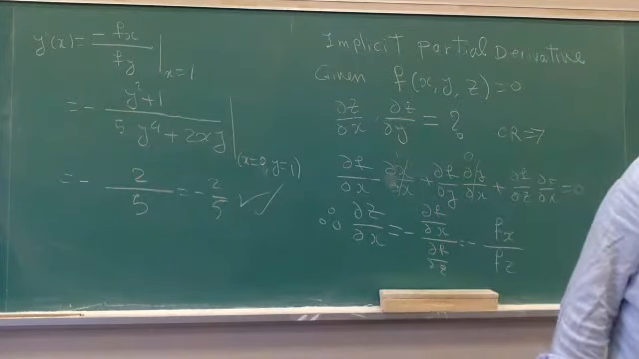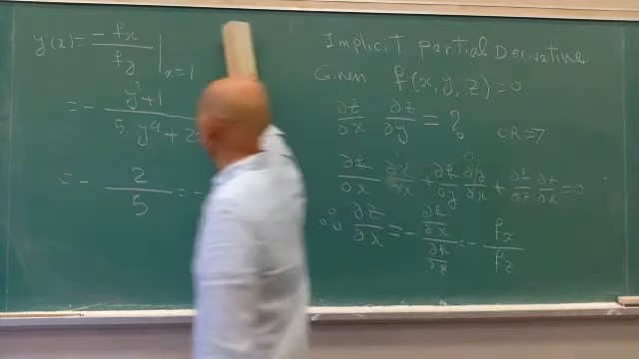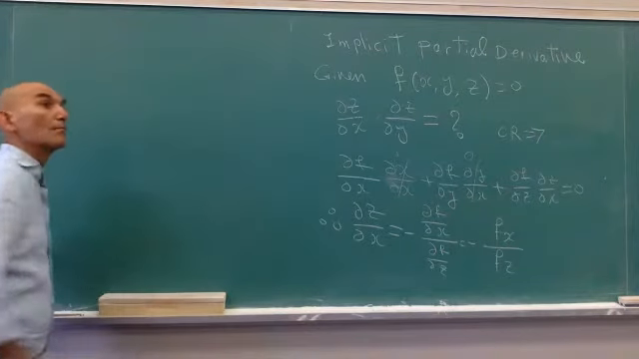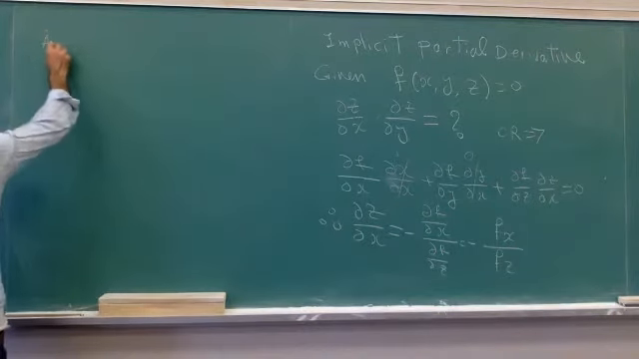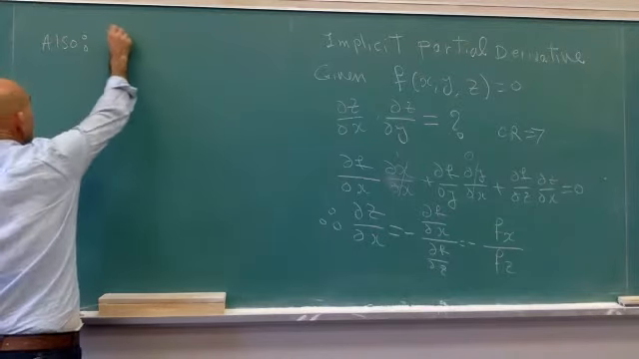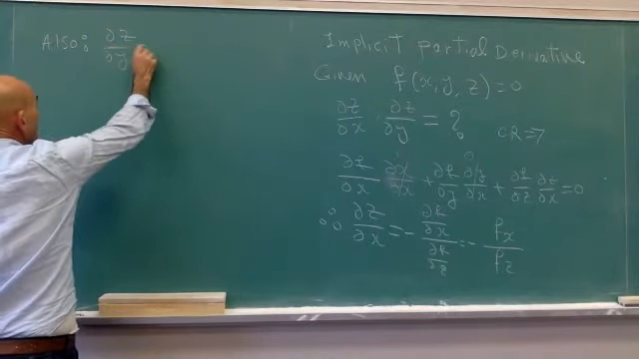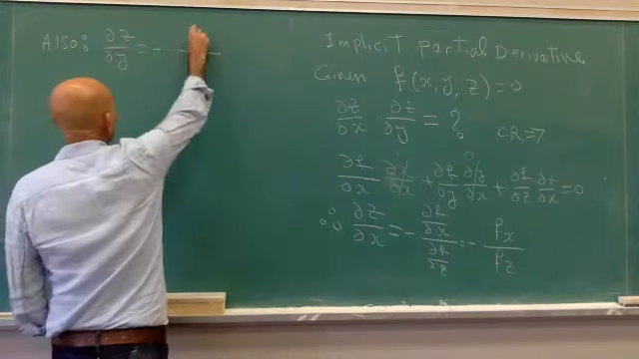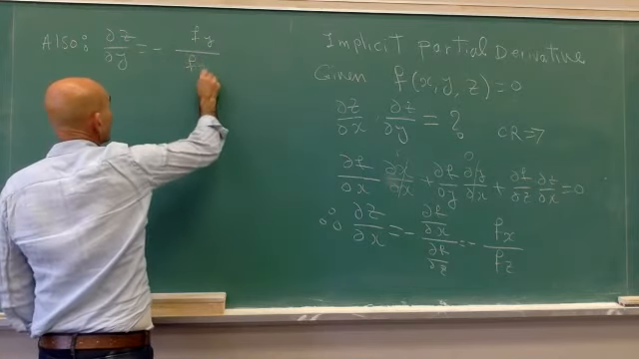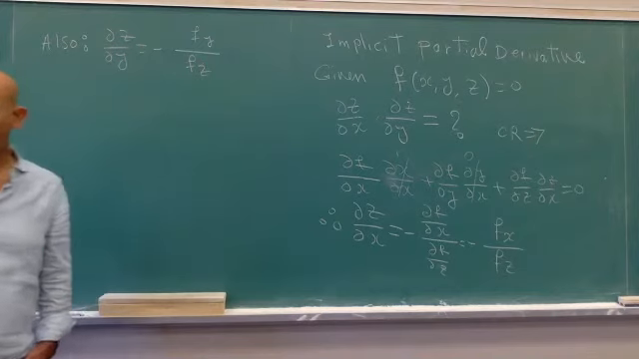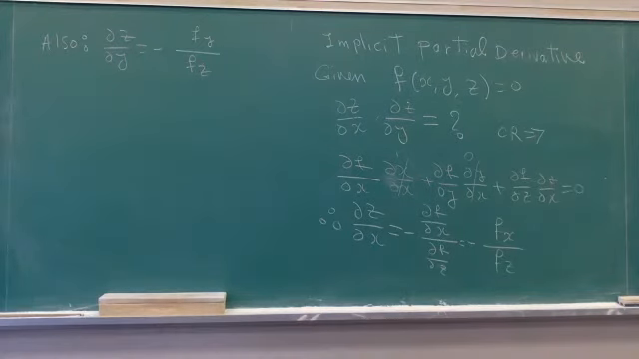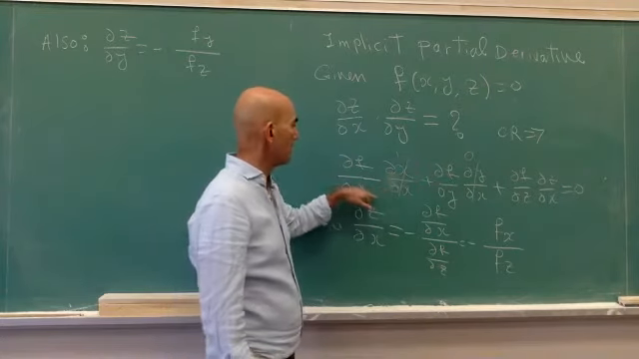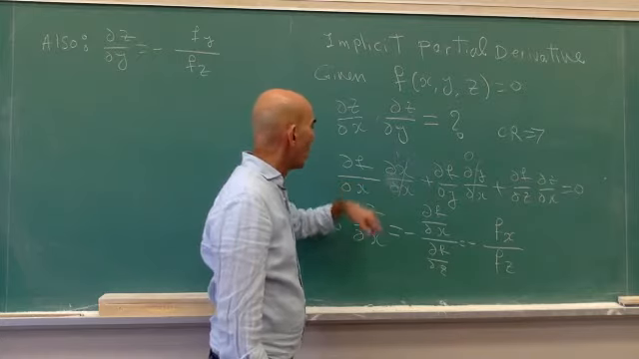All right, and also dz dy in a similar fashion, we can say dz dy is also minus fy over fz. I mean, you just write the same thing, but this time with respect to y.